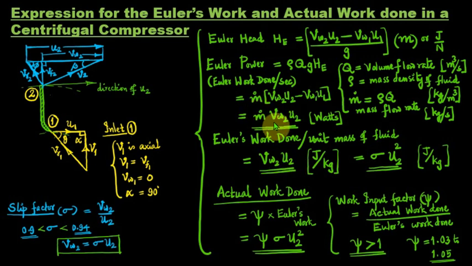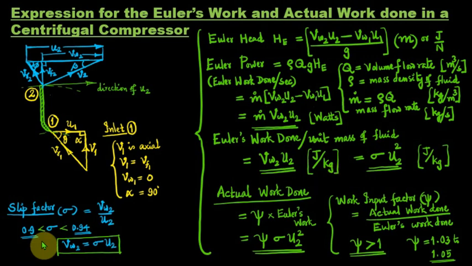So in short, without mass flow rate, the product VW2 and U2 is the theoretical work done or Euler's work done by the impeller on the air per unit mass of it. So Euler's work done per unit mass of air is equal to VW2 U2. What is its unit? Joule per kg.